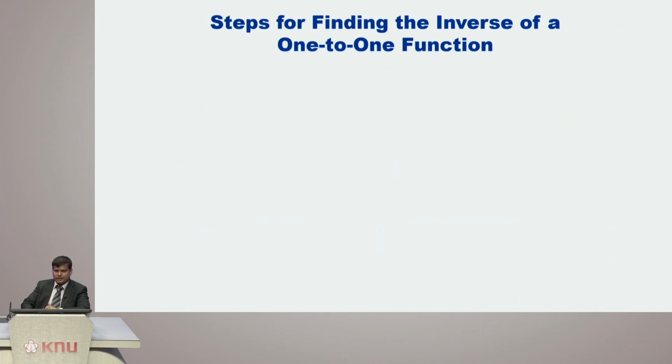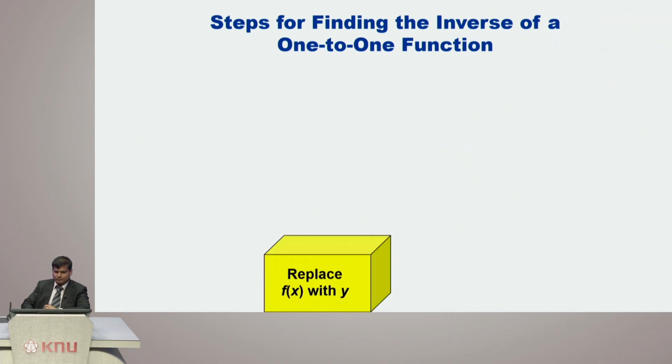So, steps to find the inverse function of a one-to-one function. We have definite steps to follow. If you follow these steps, you will definitely come up with the solution. First, replace f of x with y.